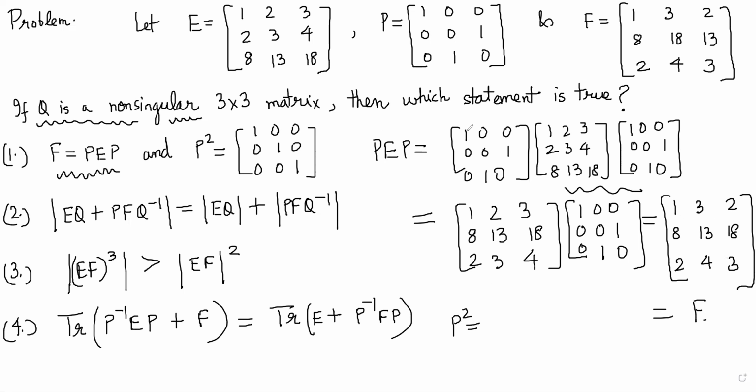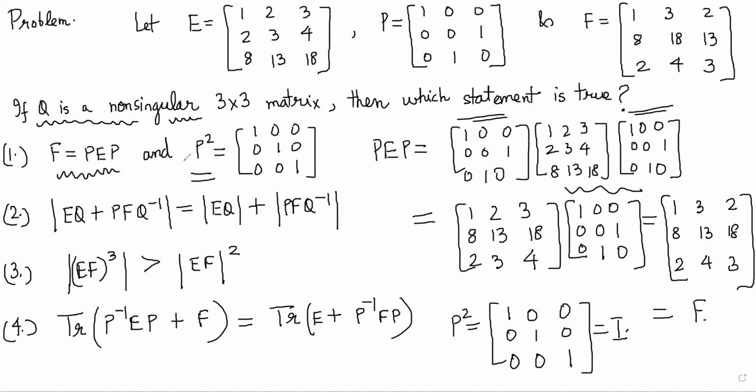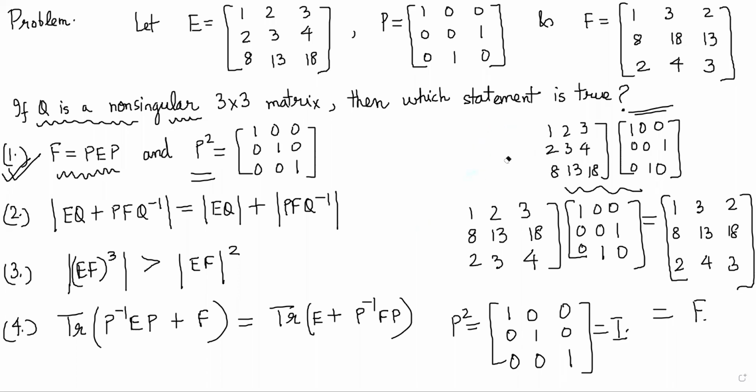Let's also evaluate P square. P square would be the product of this matrix with this matrix, right? So that would be 1 0 0, then 0 1 0, and then 0 0 1. So P square is clearly coming out to be I. So we have quickly evaluated PEP and P square, and we confirmed that option 1 is right. Let's see how we can use these facts to figure out later options.